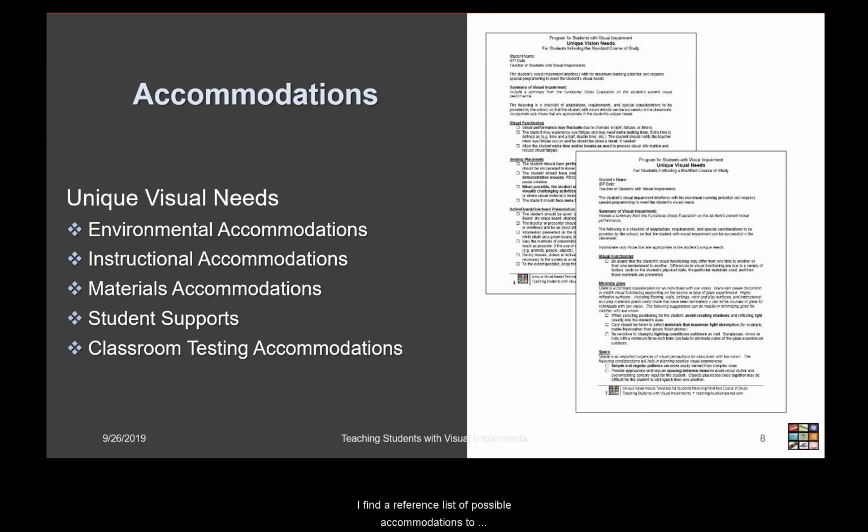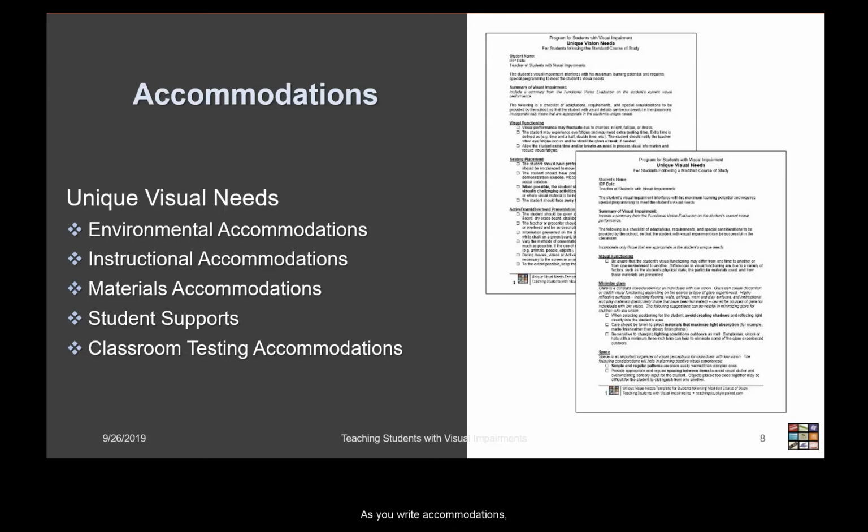I find a reference list of possible accommodations to meet students' unique needs to be helpful. I created one for students following the standard course of study and another for students with multiple disabilities. Of course, there may be accommodations unique to your student not listed here, but it is a good starting point. Only select those that are really needed by your student and justified by the results of the functional vision evaluation.